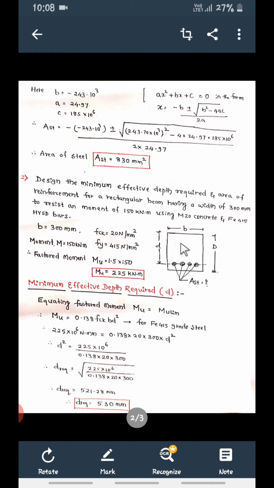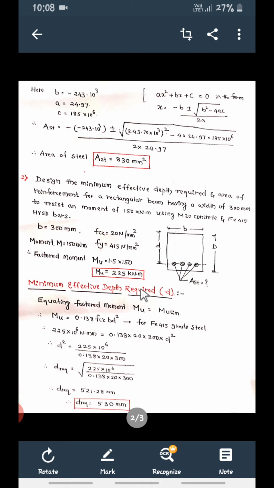Here we first find out the effective depth. In the previous case b and d were given, but here d is not given. First we are going to find out d. So how do we find this effective depth, the minimum effective depth required? Now equating the factored moment Mu, whatever we have calculated here, to Mu limit, that is the limiting moment of resistance. So equate Mu equal to Mu limit. Now what is Mu, and what is Mu limit?